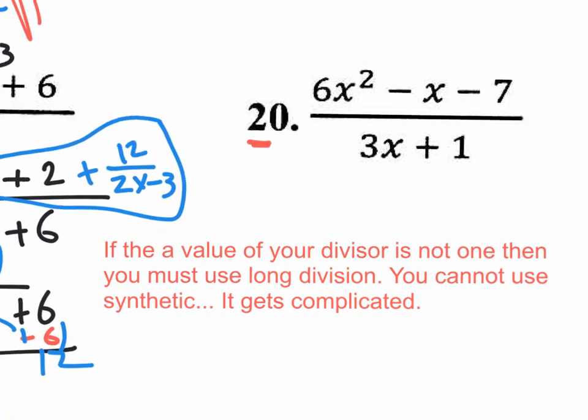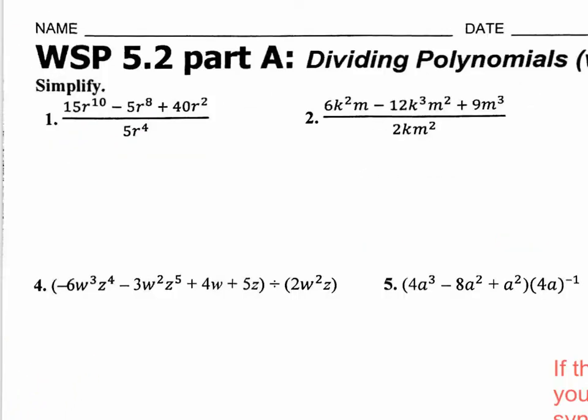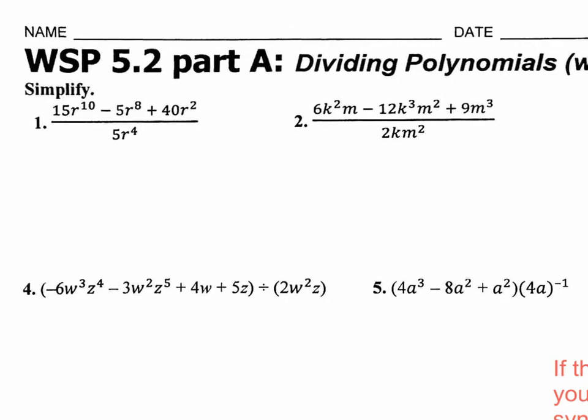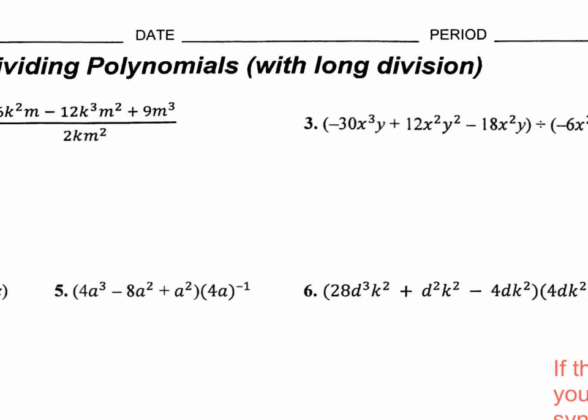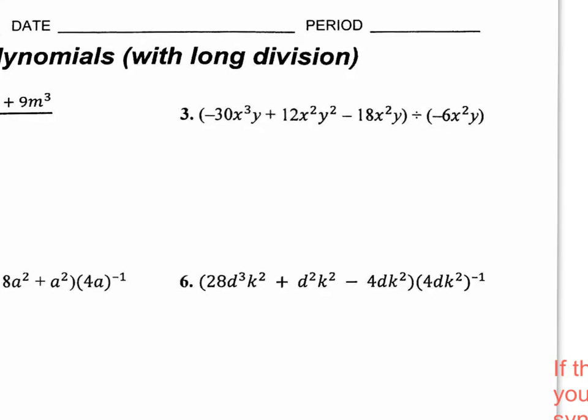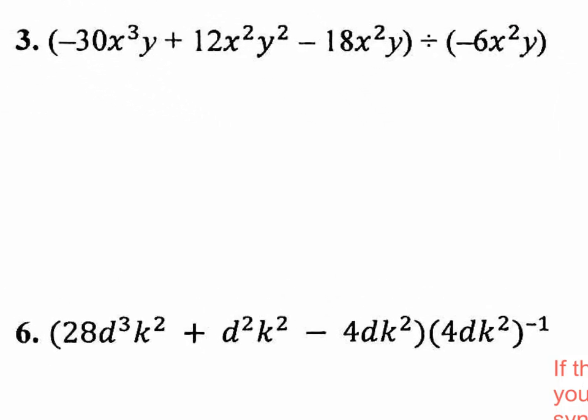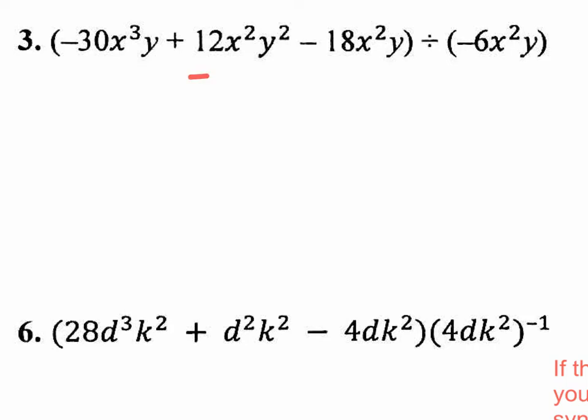So even on the first couple of questions, you can't use synthetic division or even long division. Why would you do that? The best thing to do is to split the denominator into each term. Like for example, right here it's saying this polynomial divided by this monomial. Okay, so let's write it with the negative 6x squared y on the bottom.